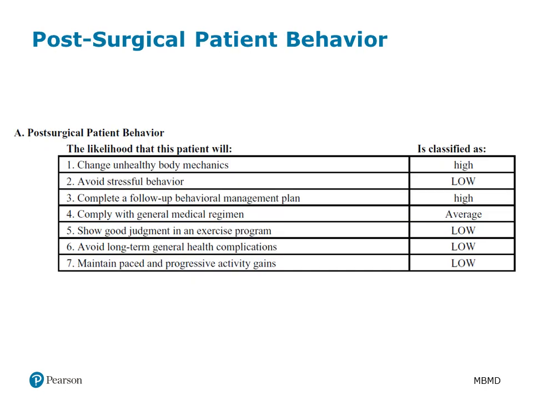Looking at the post-surgical patient behavior section, there is a high likelihood that he will change unhealthy body mechanics and complete a follow-up behavioral management plan, and an average expectation that he will comply with the general medical regimen. But the likelihood that he will avoid stressful behavior, show good judgment in an exercise program, avoid long-term general health complications, and maintain paced and progressive activity gains are all low. So in summary, this patient may benefit from pharmacologic or psychosocial intervention to address the psychological issues that could affect his adjustment to his illness or recovery following major procedures such as surgery.